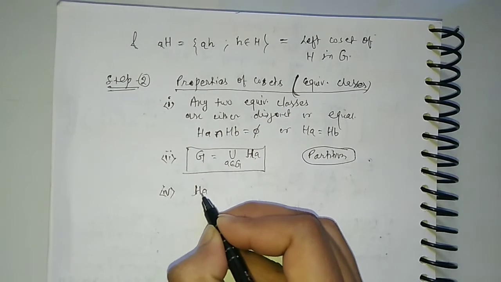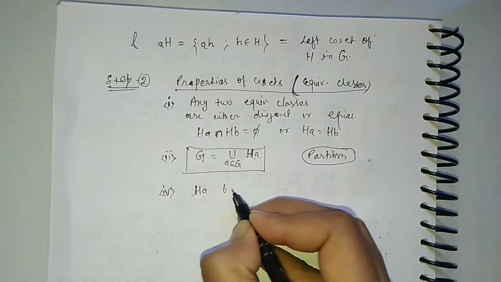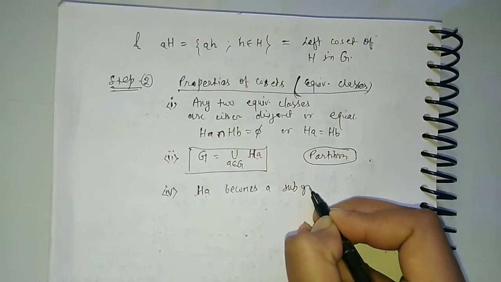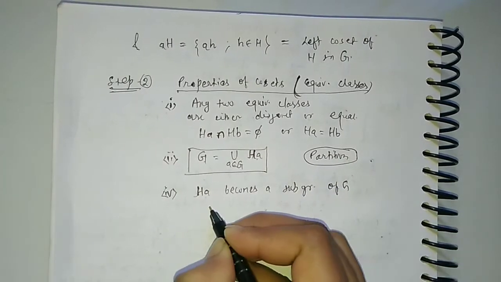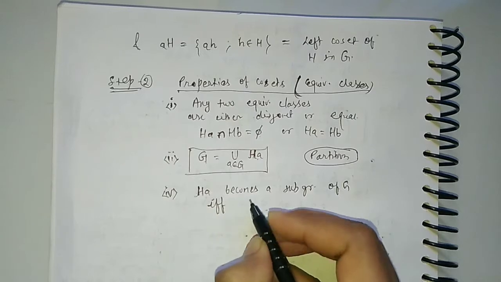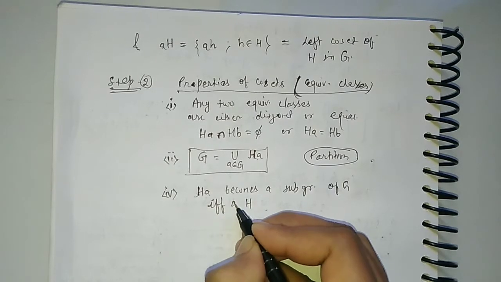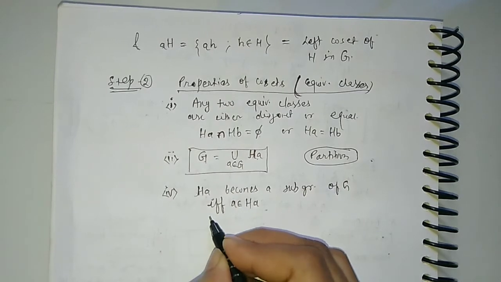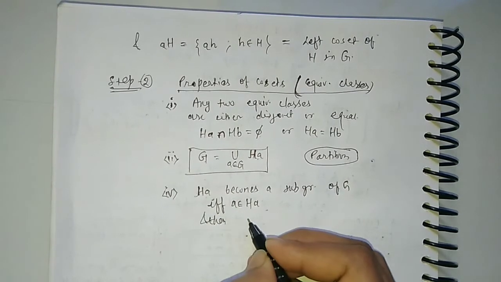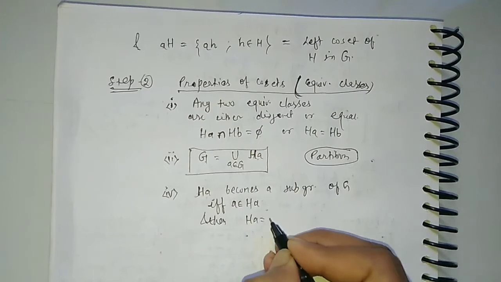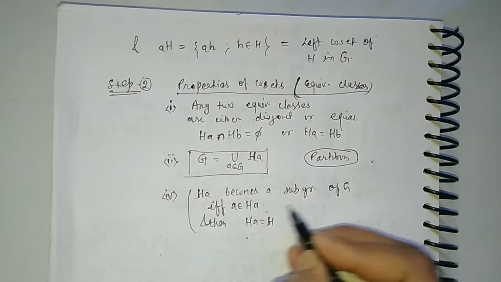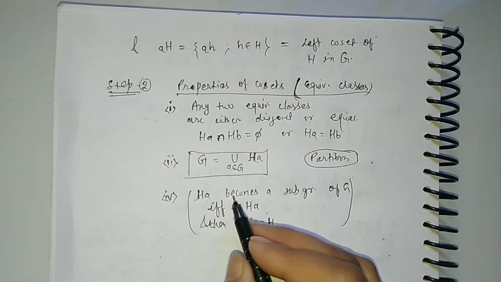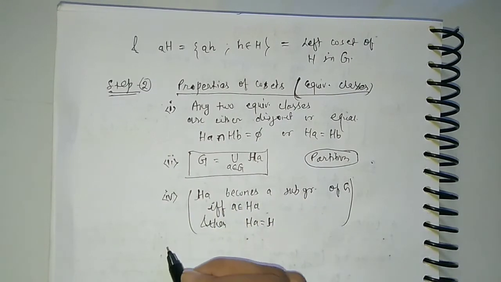a coset, say HA, that is a right coset, becomes a subgroup of G if and only if A, that is this element, belongs to the right coset HA, and then HA will become equal to H. So in this condition, the right coset or left coset becomes a subgroup.